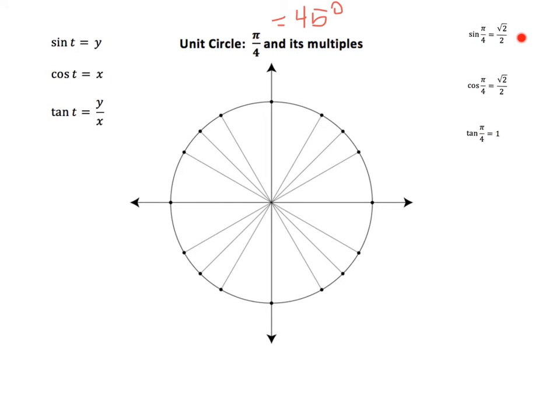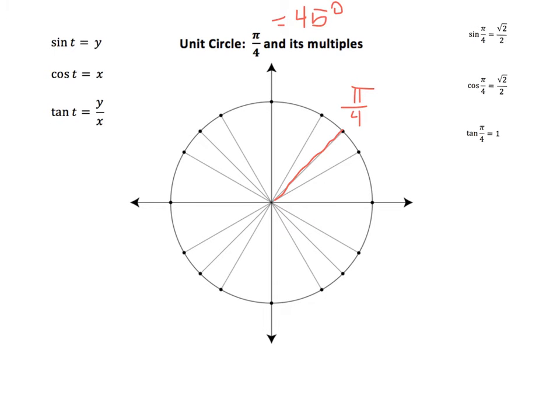So the sine of pi over 4 is square root 2 over 2. Cosine of pi over 4 is the same, square root 2 over 2. And then the tangent is this over this, so we get 1. So if we start in the first quadrant, pi over 4 is that angle that cuts that first quadrant in 2 equal pieces. So I'll label that as pi over 4.